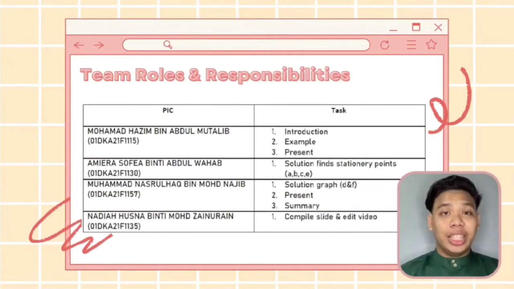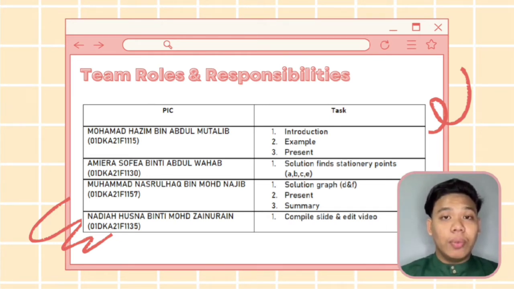Okay, the next is team role and responsibility. First of all, Muhammad Hazim bin Abdul Mutalib does the introduction, example and presentation. Secondly, Amiera Sofea binti Abdul Wahab does the solution, finding stationary points. And thirdly, Muhammad Nasrulhaq bin Muhammad Najib does the solution graph, presentation and summary. And lastly, Nadiah Husna binti Muhammad Zainurain completes the slides and edits the video.